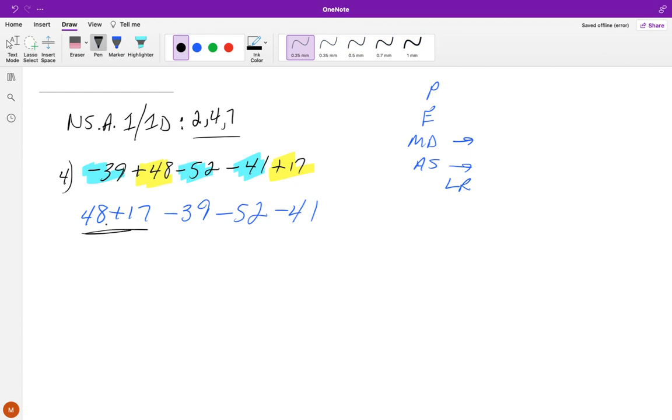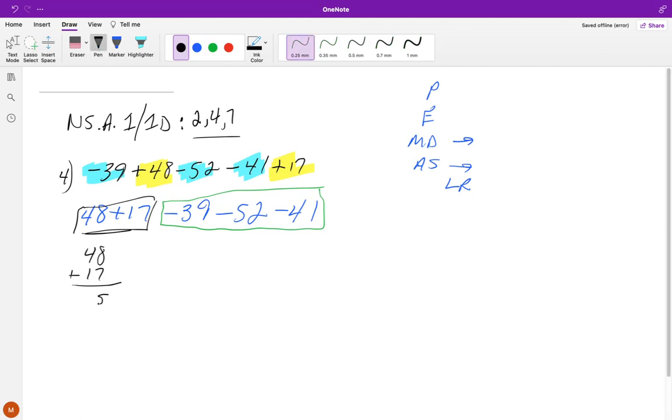And then I'm going to focus on my like sign. So I'm going to do my two positives together because when my signs are the same, I know I just add. So I'm going to focus on my like signs together. 48 plus 17. Right, so then we carry the 1, that gives me 65, and since it's positive, I know it's positive 65. And then here I have 39 plus 52 plus 41. Since they're all negatives, I can add them all together at once. This gives me 11, 12. Carry the 1, this gives me 8, 9, and 13. And since they're all minus, it's minus 132.